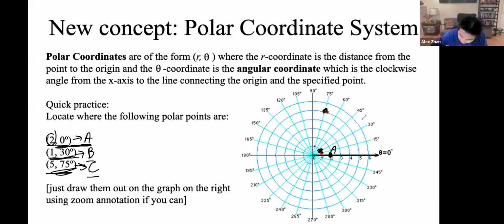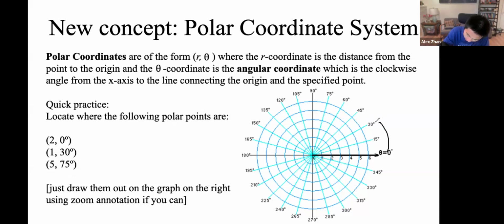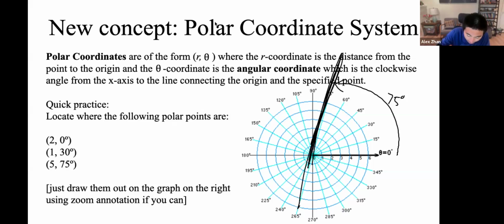Basically, for 1 and 30 degrees, you first go 30 degrees counterclockwise, also conveniently labeled over here. Then you go 1 unit along this axis. So 1 unit, it's right here. Next, (5, 75 degrees), go 75 degrees clockwise. So you know that your point is going to be somewhere along this axis. Then in order to determine exactly where it is, you go 5 units along the axis. So from here, 1, 2, 3, 4, 5. So this is going to be your point right here.